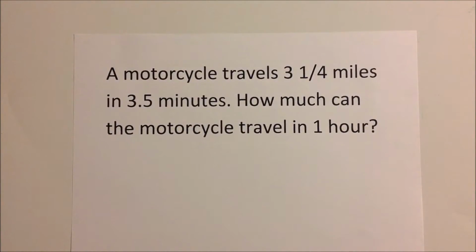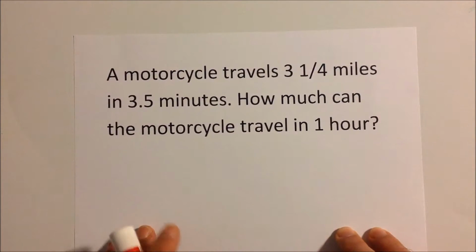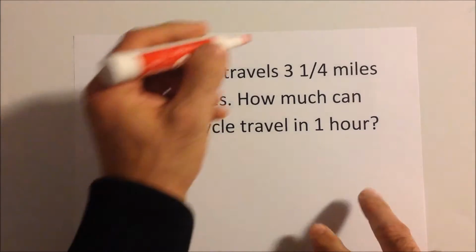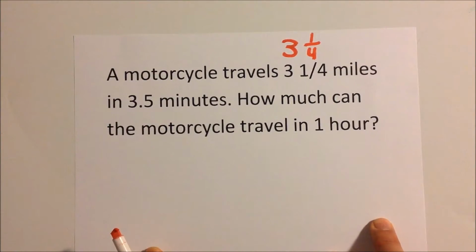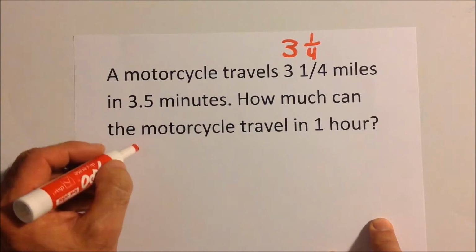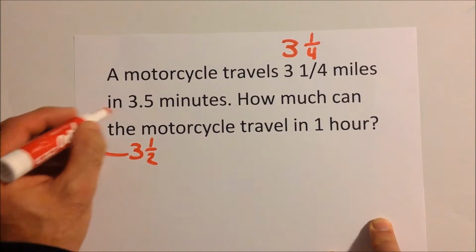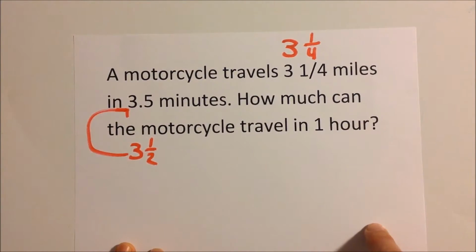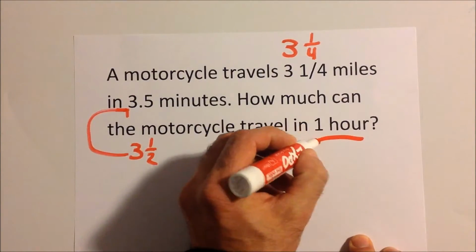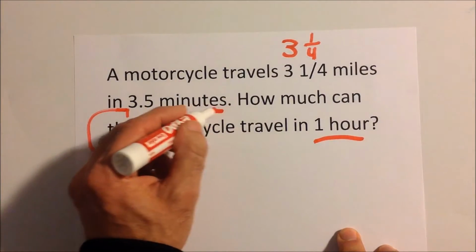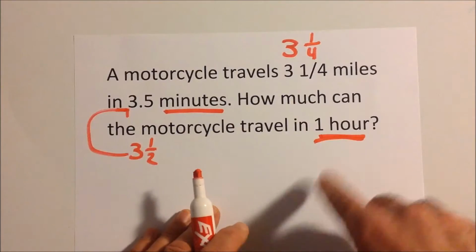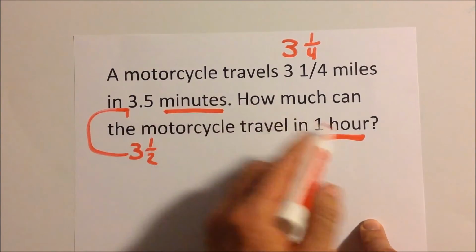Okay, here's question 2, similar to the one you have in your packet. So here we have a motorcycle travels 3 1/4 miles in 3.5 minutes. In 3.5 minutes, we can make 3 1/2. You can use decimals or fractions, whatever is easier for you. How much can the motorcycle travel in 1 hour? Now be careful here, because you want to use the same measurements of time. Here we're using minutes, but here we have hours. So be careful with that. You want them to all be minutes.